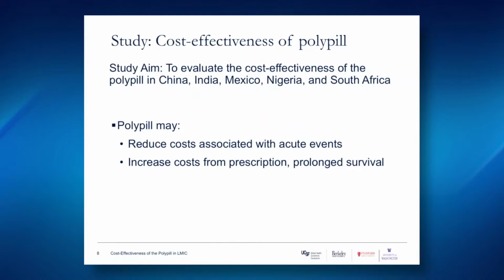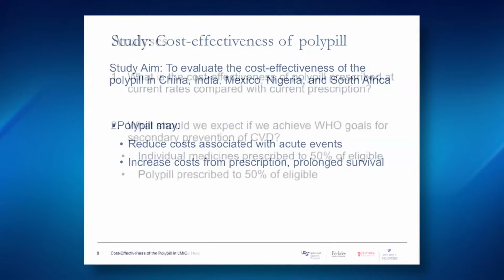And there are 2 thoughts about the cost effectiveness of the Polypill. One of them, this is sort of the idealistic hope, is that we can reduce costs associated with acute events. On the flip side, as Kazi had shown in his PowerPoint, the Polypill may actually increase costs, and this may be from increased prescription, basically prescribing a more expensive pill rather than just 1 pill, and also prolonged survival, so people living longer and accruing more healthcare costs that way.